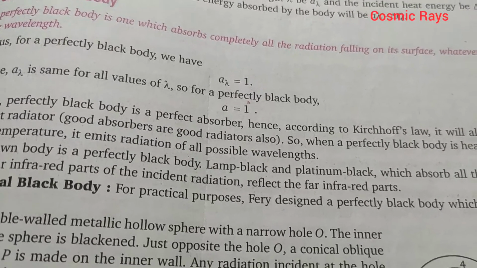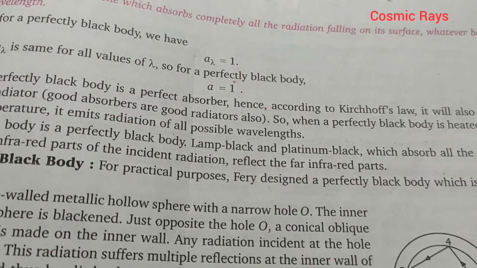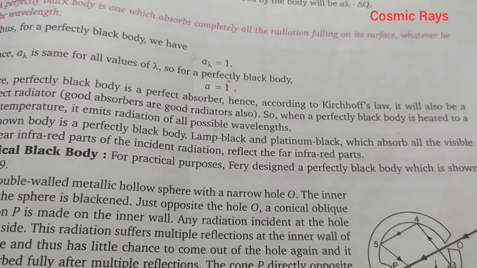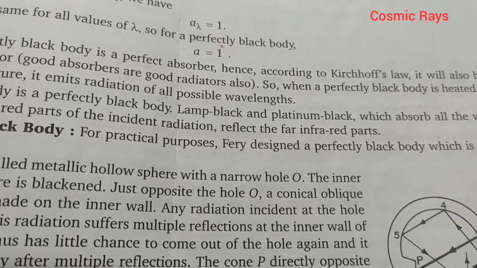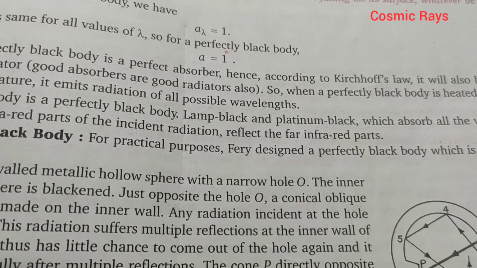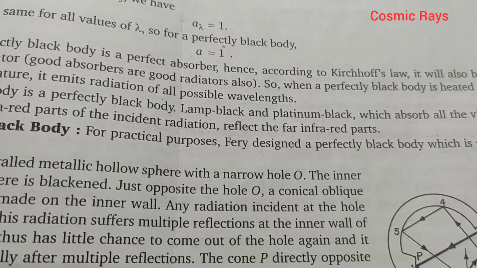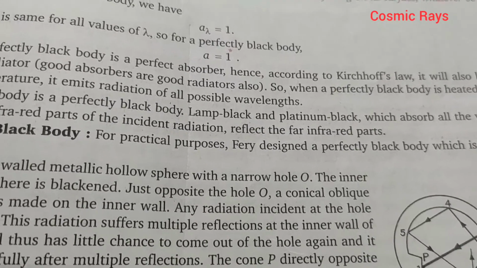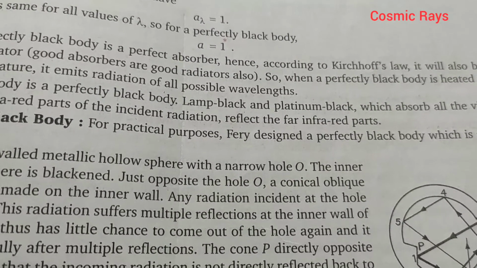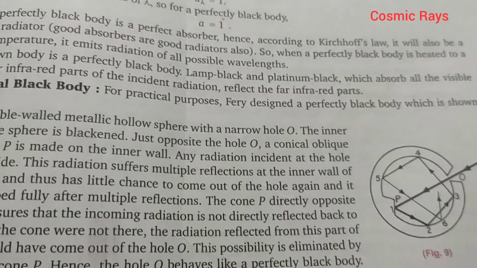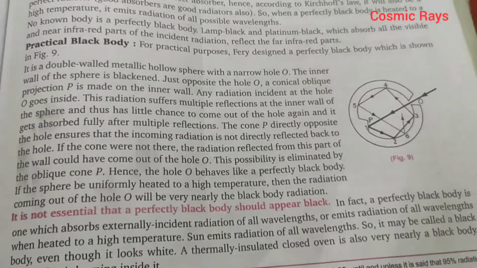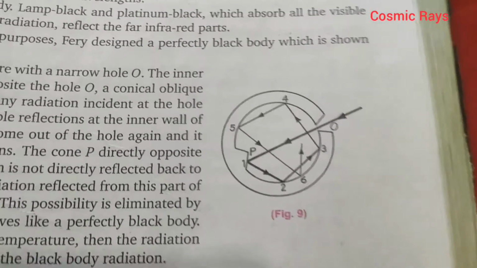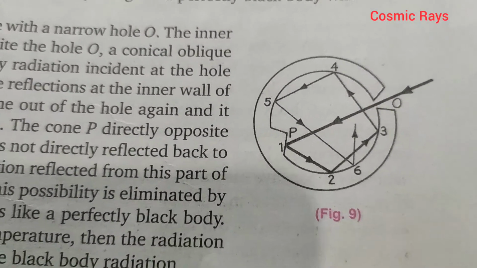If we think of this definition, then we have the sun, which emits radiation of all wavelengths. So we can call the sun a perfectly black body which is not black. So not necessarily will a black body be black in color. For practical purposes, we construct a black body as shown in this figure.